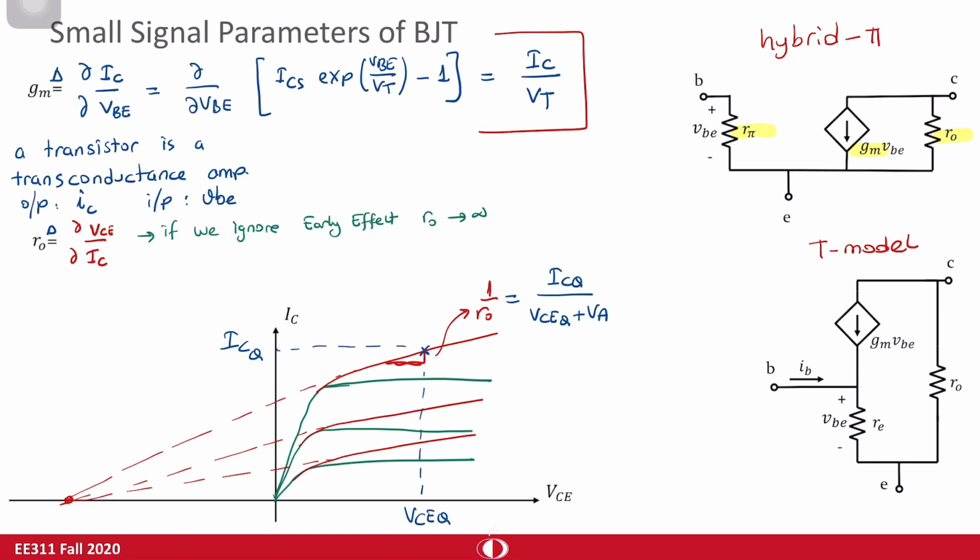But remember that early voltage is around 100 to 200. But VCEQ is limited by the power supply of the circuit, which is at most, let's say, 12 volts. On IC, you can find it even less than that. So this term is negligible compared to the early voltage. And because of that, you can write R0 as VA divided by IC or ICQ.